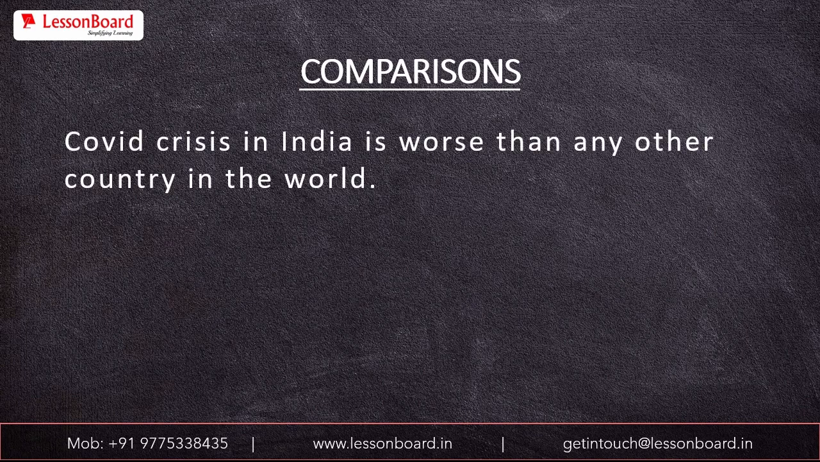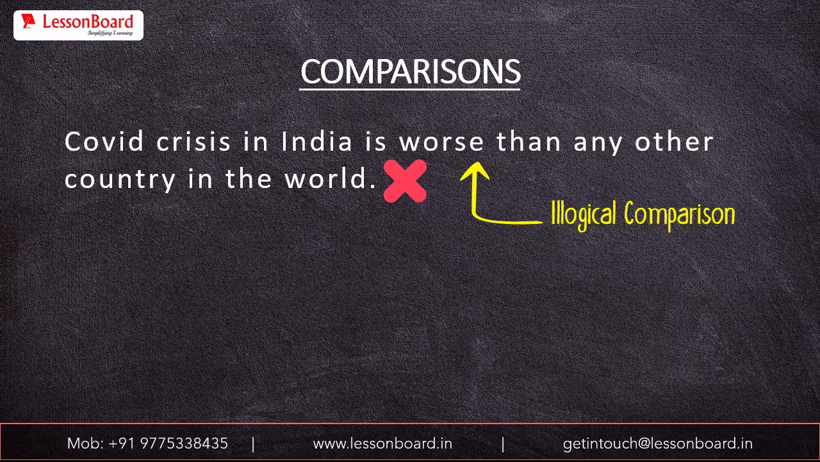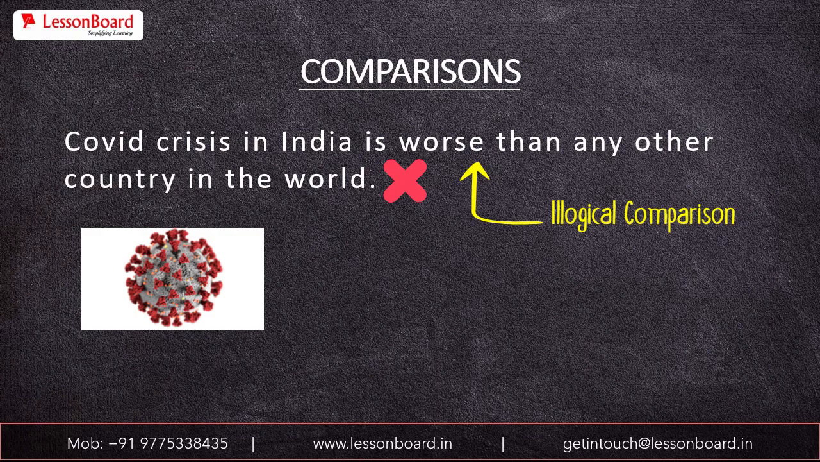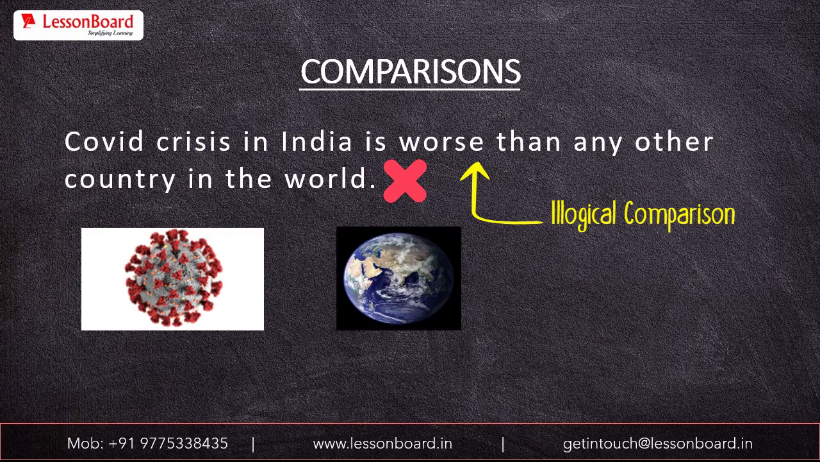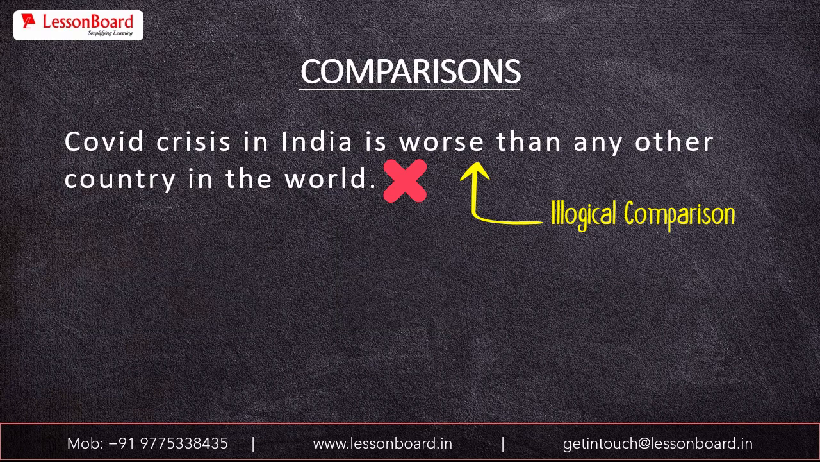All right, so what about this sentence? It says, COVID crisis in India is worse than any other country in the world. Really? Is that even possible? How can you compare COVID crisis in India to any other country in the world? Now, this is a perfect example of illogical comparison. We are comparing COVID crisis in India to any other country, and that is what I call comparing apples to oranges. We need to compare COVID crisis in India to COVID crisis in other countries.